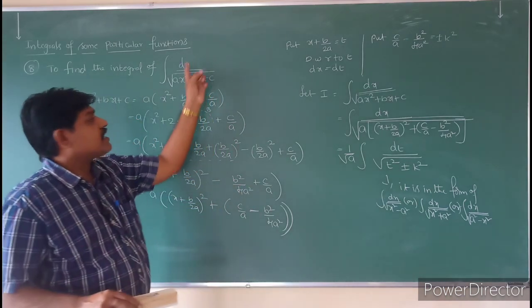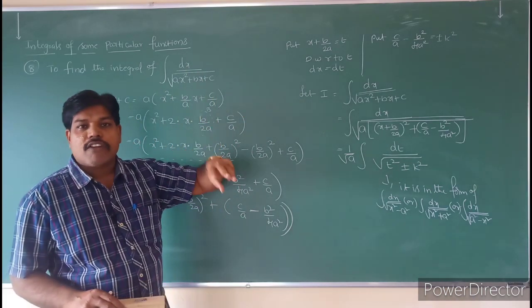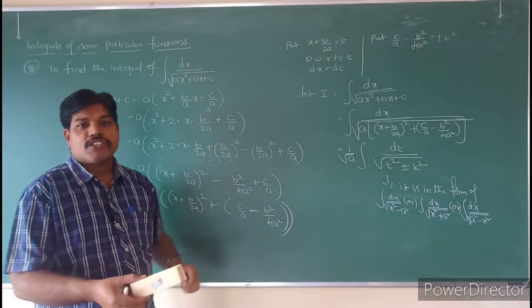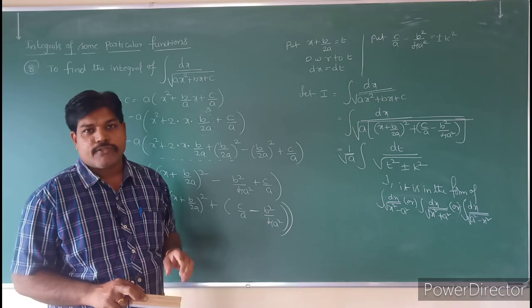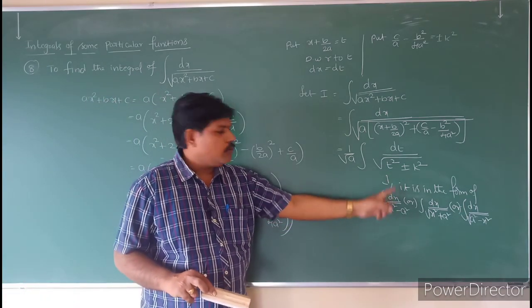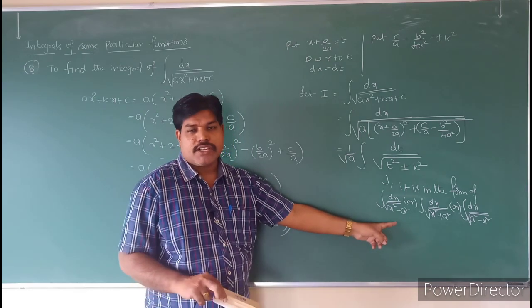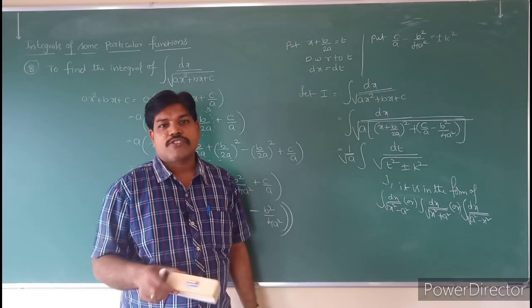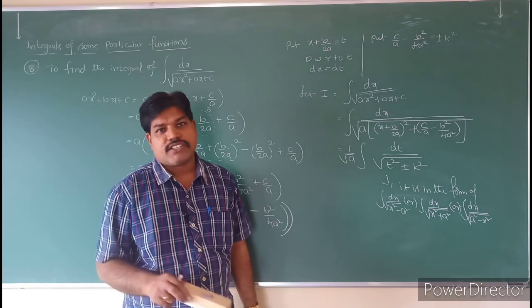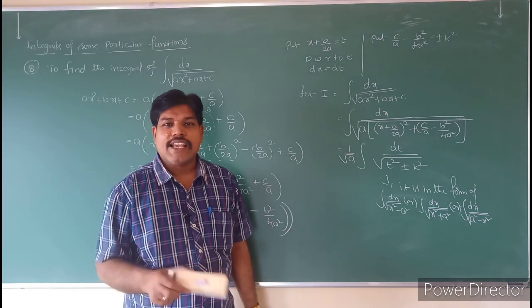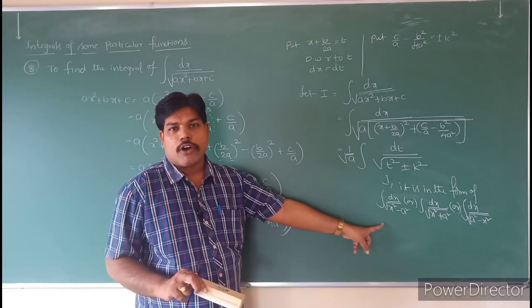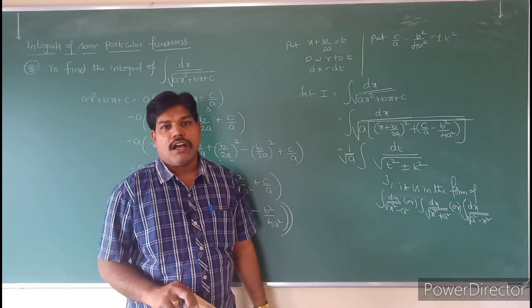So if it is dx by a square plus x square, it will convert into the first three models. If it is dx by root of ax square plus bx plus c, then the problem will convert into the next three models. What is that? Integral of dx by root of x square minus a square, or integral dx by root of a square minus x square, or integral dx by root of x square plus a square. Any one model. Already you know the formulas of these three, then you can apply the same formula.